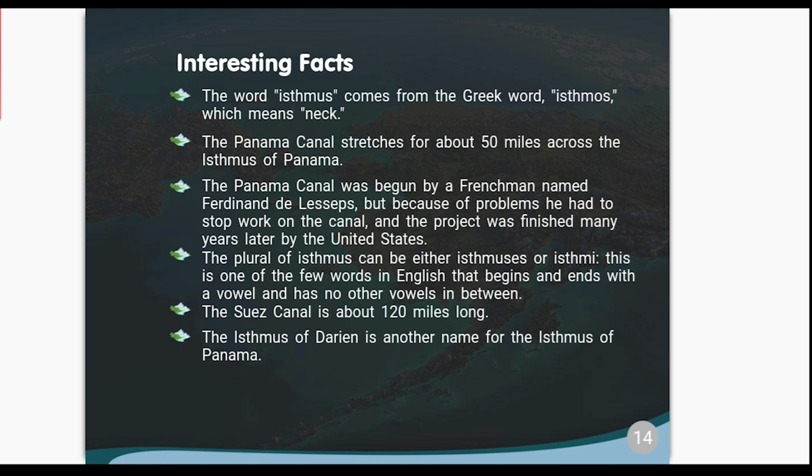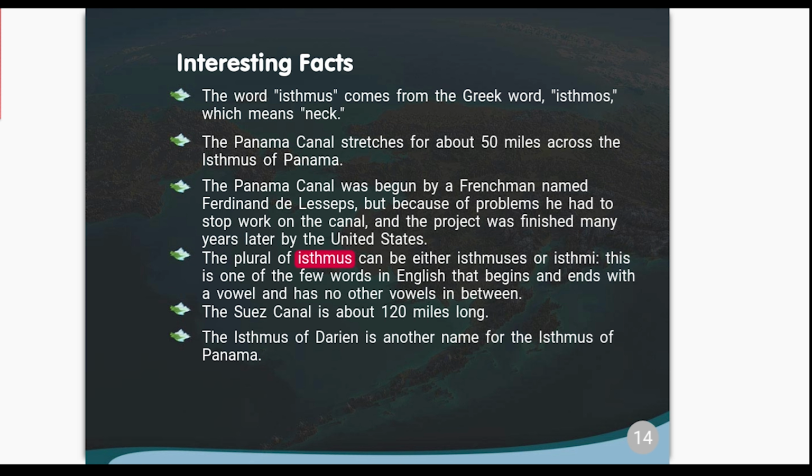Interesting facts. The word isthmus comes from the Greek word isthmos, which means neck. The Panama Canal stretches for about 50 miles across the Isthmus of Panama. The Panama Canal was begun by a Frenchman named Ferdinand de Lesseps, but because of problems he had to stop work on the canal, and the project was finished many years later by the United States.